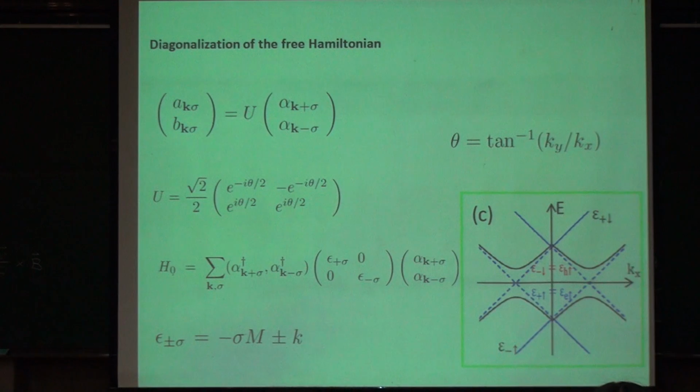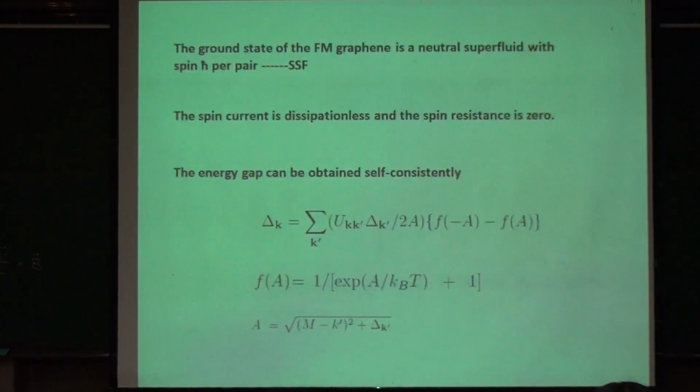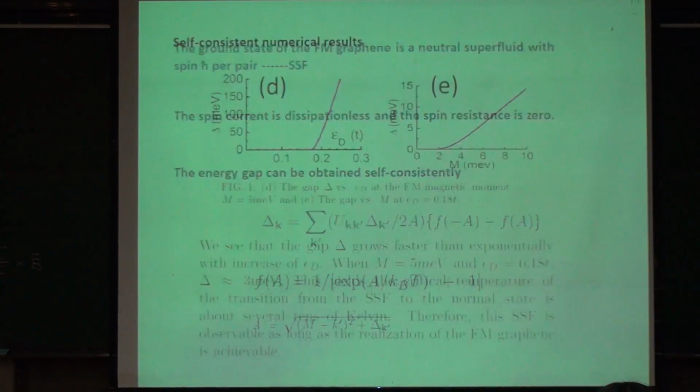Below this energy gap, the ground state is a spin superconductor. And again, you can similarly estimate what this energy gap is. You can self-consistently estimate this energy gap.